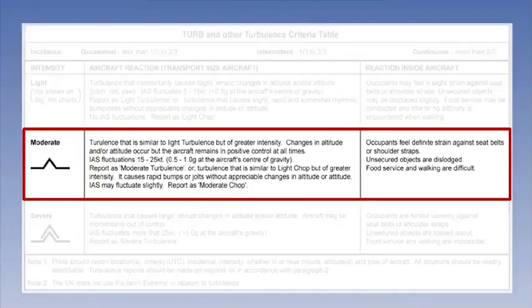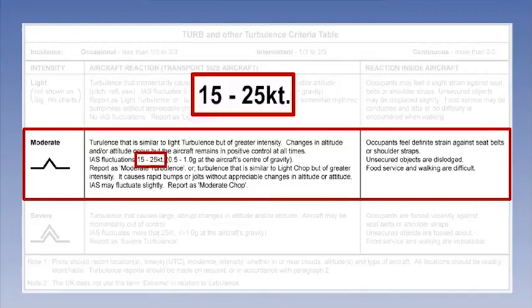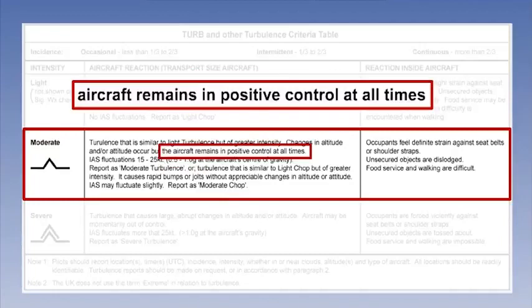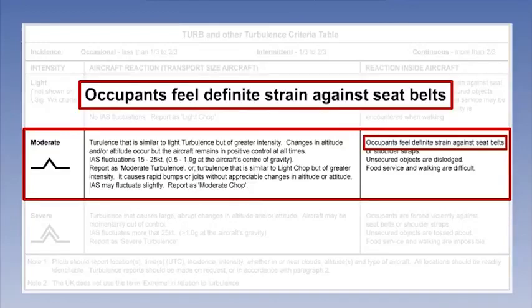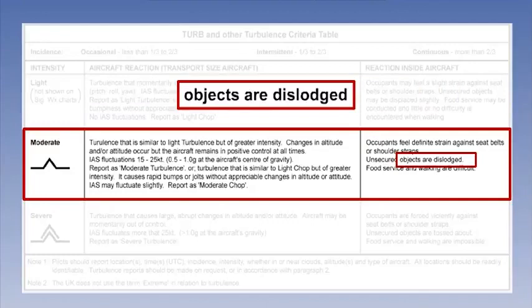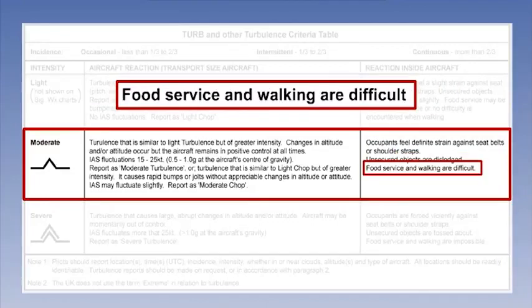Looking at moderate turbulence, we can see that this will be reported any time that indicated airspeed fluctuates irregularly between 15 to 25 knots, and G changes of 0.5 to 1 G are experienced. Notice, though, that the aircraft remains in positive control at all times. Looking at the reaction of the occupants, we would report moderate turbulence any time passengers feel definite strain against the seatbelts, if objects are dislodged, and food service and walking is difficult.